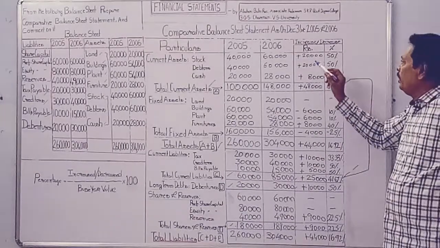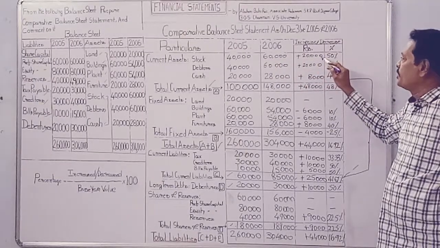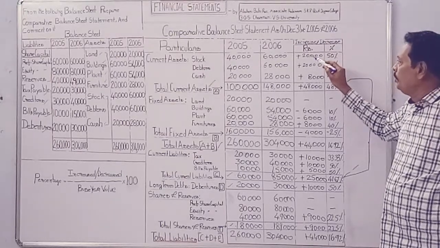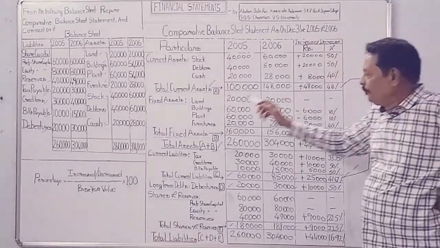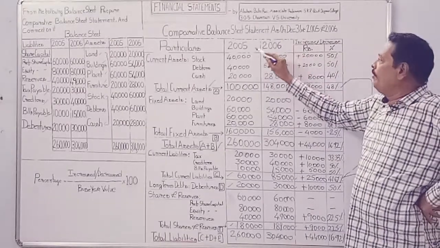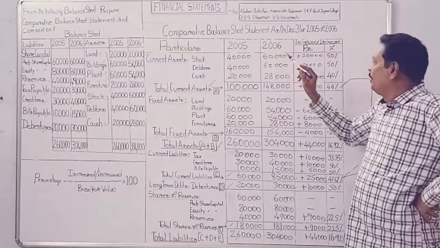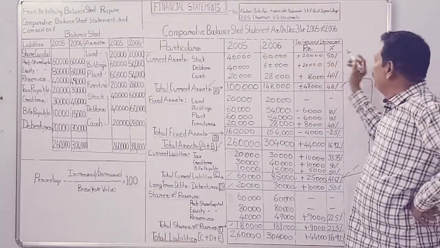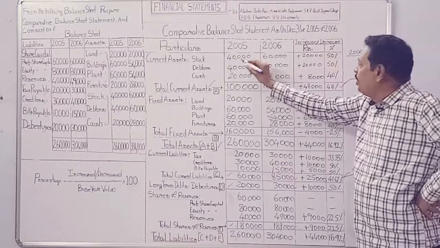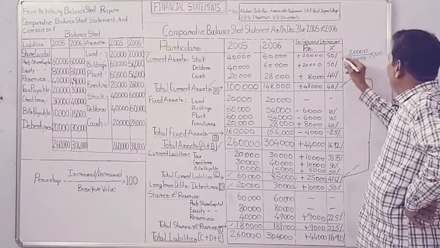For example, here stock 40, 60. How much increase? 20,000 increased. For this 20,000 we can calculate the percentage. How? 20,000 increased value divided by base year value. Here 2 years are given, 2005 and 2006. 2006 is the current year, 2005 is the base year. So 20,000 divided by 40,000 into 100, you will get 50%.